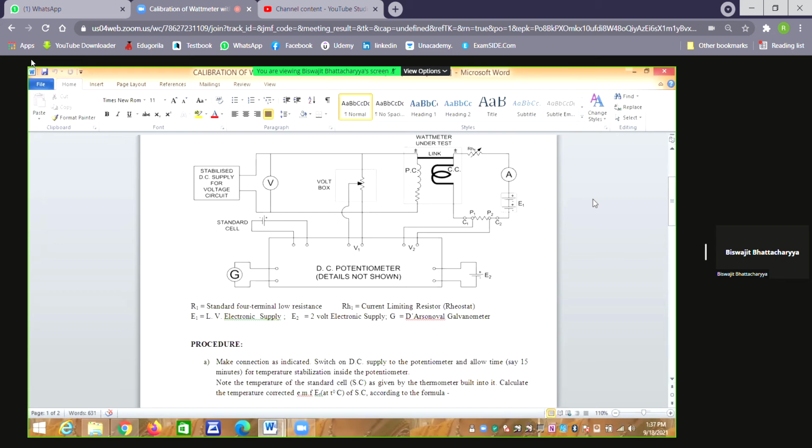My answer is very much incomplete. Why is it incomplete? Because when we connect a link between one side of the pressure coil and the current coil, these two sides will be at the same potential, the same voltage. True. But what about the other side? For a current coil, say, what is the voltage drop across the current coil?